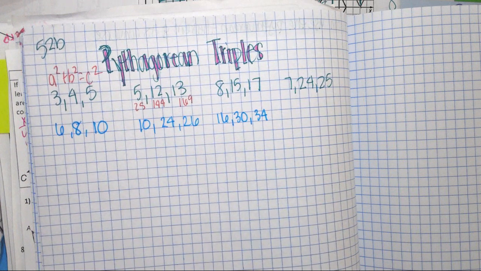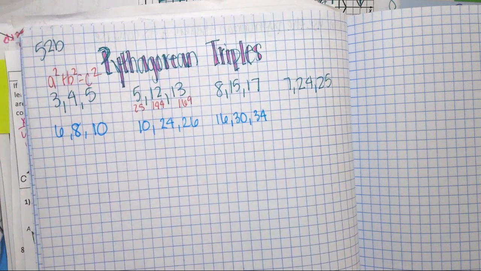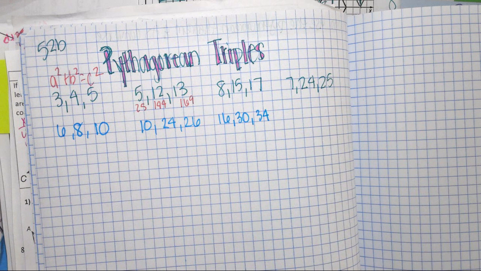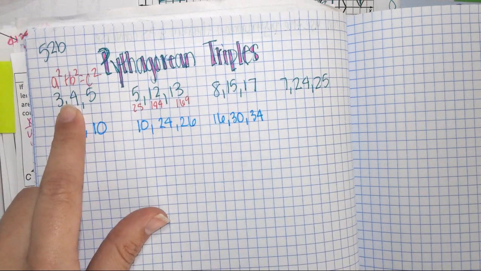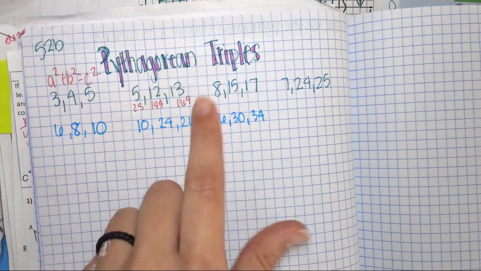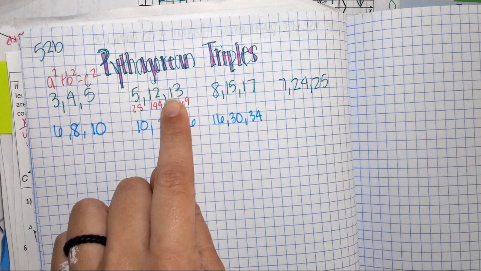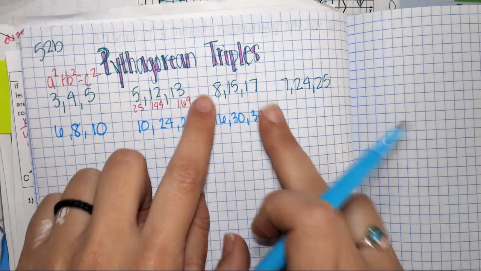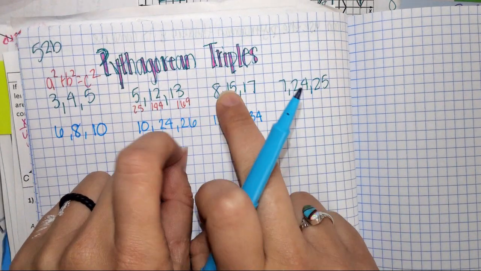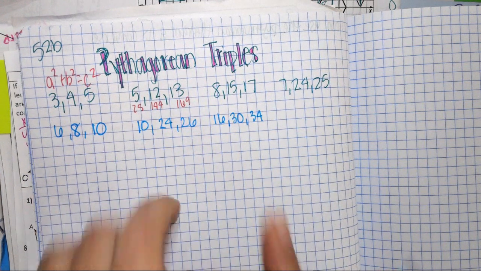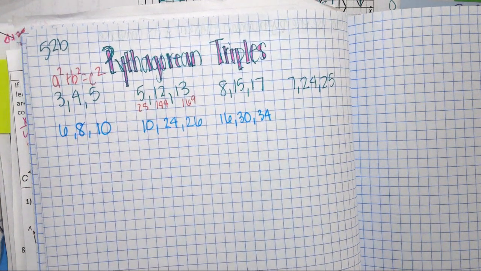And I just want you to multiply by 2. Wait, so we don't even have to do the Pythagorean theorem? If you have these two numbers, you don't have to do the Pythagorean theorem, it's going to be 5. If you had 8 and 17, you don't have to do the Pythagorean theorem, it's going to be 15. So it is important to know your triples.